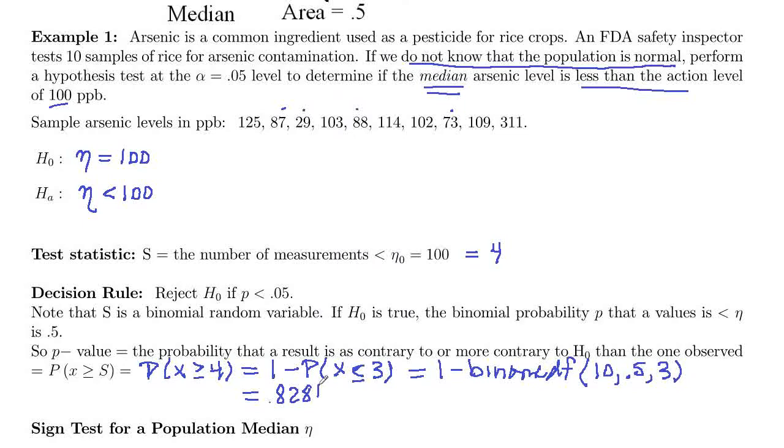So this is equal to 0.8281. That is definitely greater than 0.05. So we do not reject H0. Remember, small p-values are statistically significant. So what does it mean that we do not reject H0? So we're going to accept H0 that eta is equal to 100. There's not sufficient evidence.